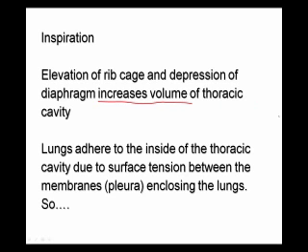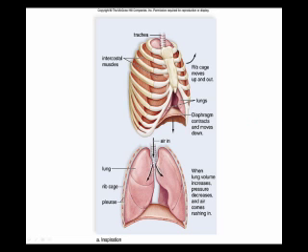Also, the lungs are covered by a pleura, a little thin membrane, and there is a thin membrane on the inside of the rib cage as well. There's a little bit of fluid between these membranes, and so there is some surface tension between these membranes. So if the ribs elevate, that also elevates the lungs. So if we increase thoracic volume, we also will increase lung volume. The lungs are going to expand.